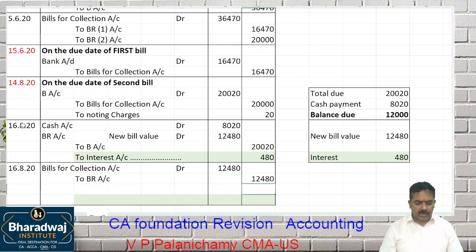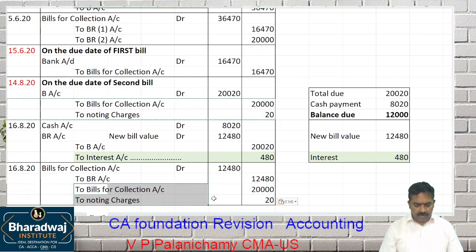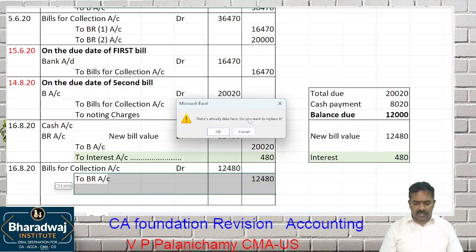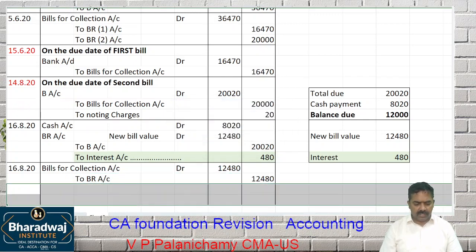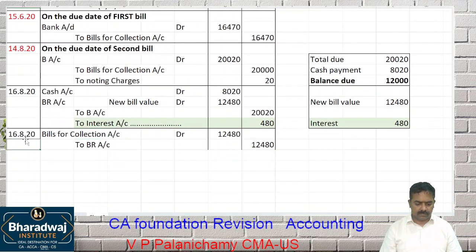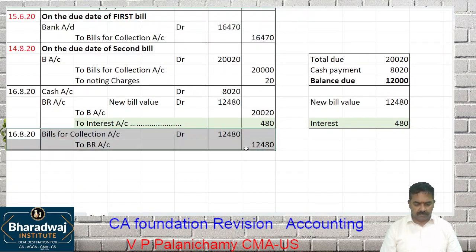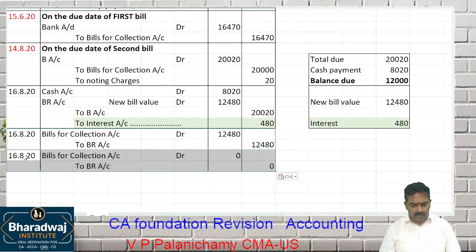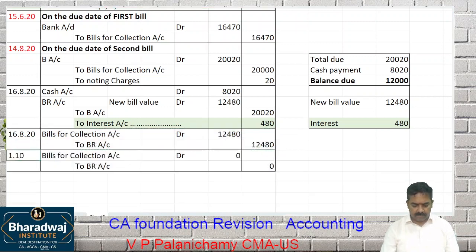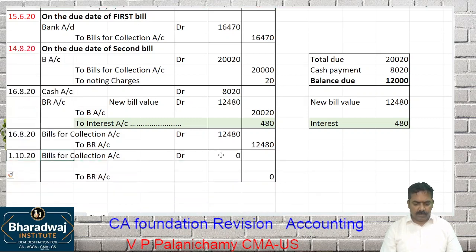Are we going to wait till the due date or are we going to collect the money immediately? We are not going to wait till the due date. When is the money paid? On 1st October itself. The money is collected. What is the entry you will pass for the money collection? Bank account debtor. How much has been paid?